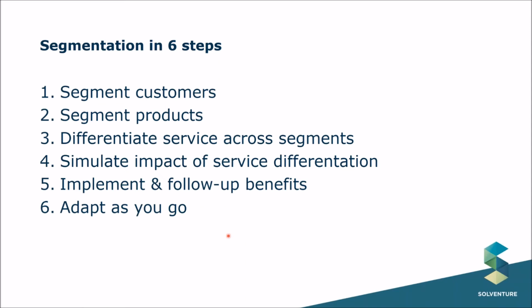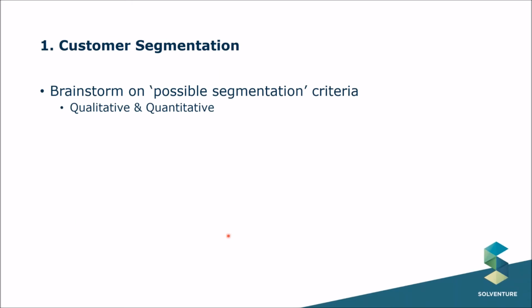So let's start with the first step. The first step is about customer segmentation. The first thing that we do in a company, typically, is brainstorm on possible segmentation criteria. Segmentation criteria can be qualitative or quantitative. Quantitative is, for example, what's the margin, what's the volume, while qualitative will be something like, what's the willingness of the customer to innovate with me? Is the customer a leader in his market or not? So those are more qualitative criteria.